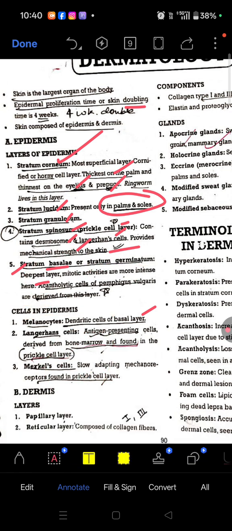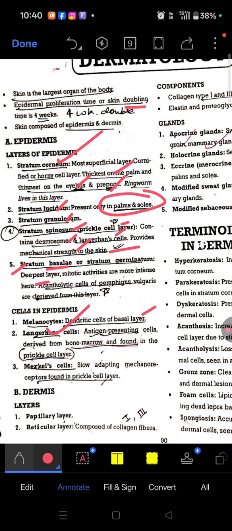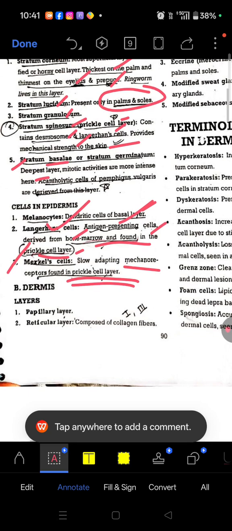Next, number 2, Langerhans cells. As I told you earlier, it is an antigen presenting cell which is derived from bone marrow and it is found in the prickle cell layer. So this is also important. One MCQ is framed from this question. Next, number 3, Merkel cells. Merkel cells are also found in prickle cell layer and they are slow adapting mechanoreceptors.